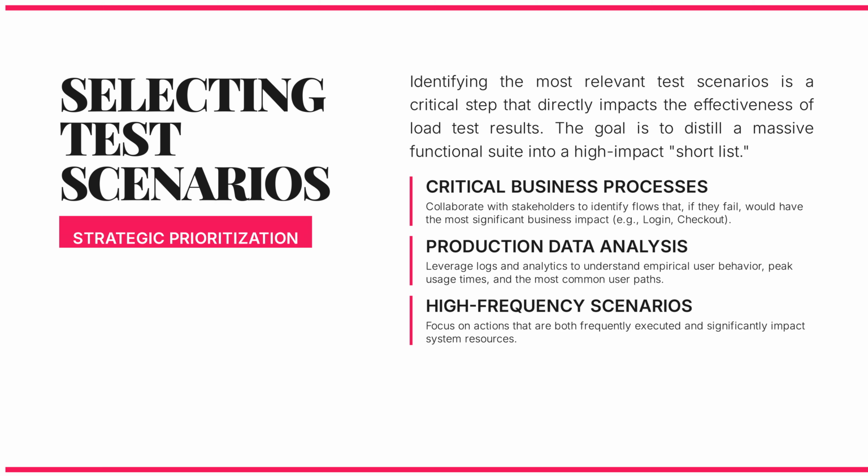Selecting the right test scenarios is critical. We can't test everything, so we focus on high-impact business processes like logins and checkouts. By analyzing production data and user logs, we can identify the most frequent paths users take. Collaborating with stakeholders ensures that our technical testing is perfectly aligned with business priorities.